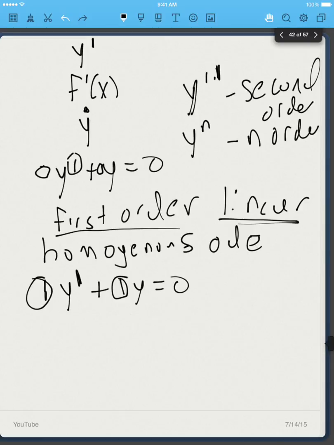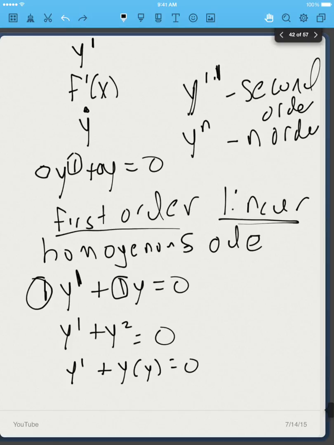A way to say that this would be nonlinear is if I said something like y prime plus y squared equals 0. That's nonlinear because that's y prime plus y times y equals 0. So even though I have a coefficient of 1 here, here I have a coefficient of y, which makes it nonlinear. Another example that would be linear is y prime plus xy equals 0. This is linear because the coefficient here isn't dependent on y or its derivatives. It's only dependent on the independent variable x, which is okay.